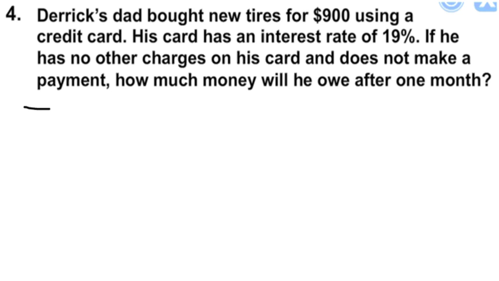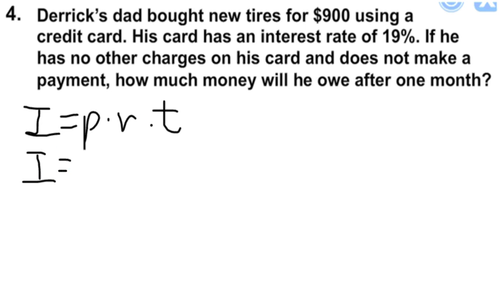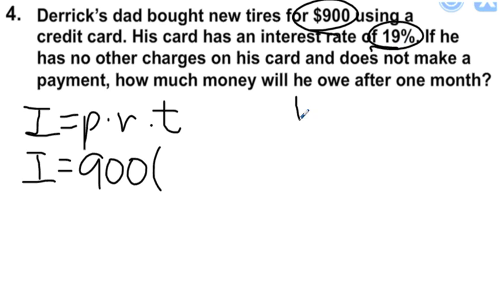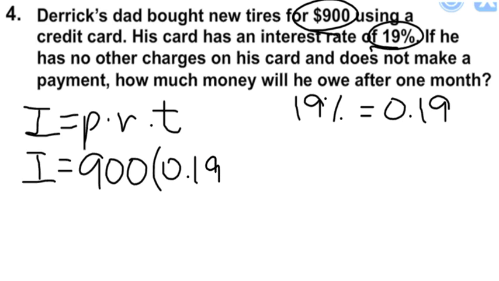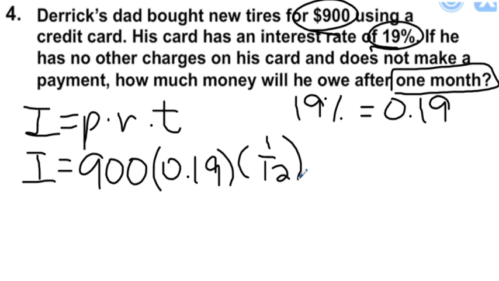So we're going to start off with our simple interest formula, I equals P times R times T. We're going to start substituting our values. So we have $900 as our principal amount. Our rate is 19%, which means 19 out of 100 or 0.19. And then our time is 1 month. So the question is, how much in years is 1 month? Well, remember, if they give you months, you have to divide it by 12. So 1 month is actually 1 out of 12.